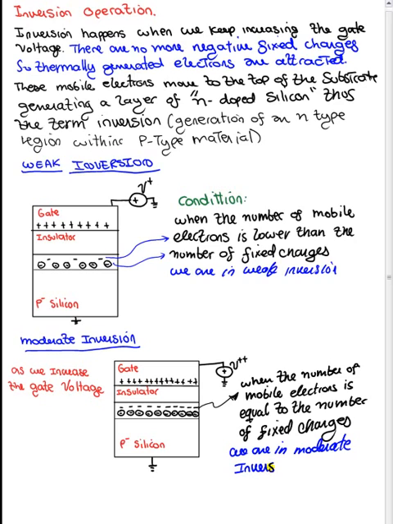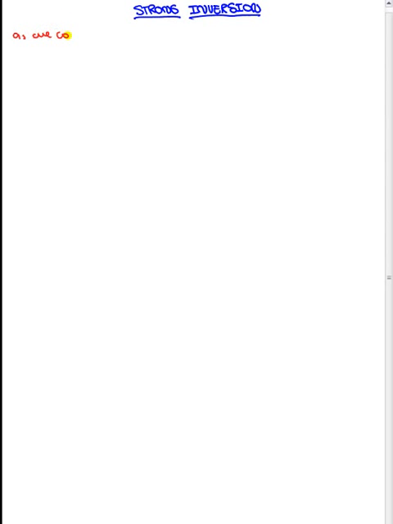Okay, so now we get to the more interesting case, the one that we care about, called strong inversion. So let's see, strong inversion, which happens as we continue increasing the gate voltage.